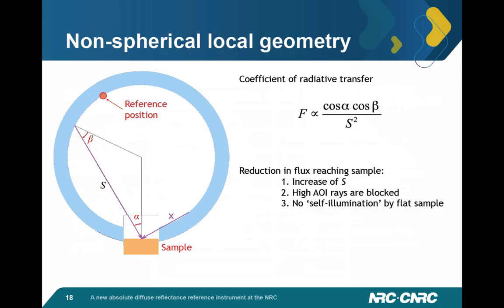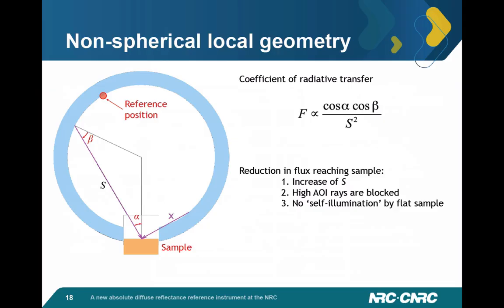You can understand that just by thinking through what happens with a more realistic sample geometry. If we have a planar sample that's slightly recessed from the interior surface of the sphere, that's going to affect the irradiance that this sample receives. In the case where the remaining spherical section of the sphere is homogeneously illuminated, the irradiance of the sample is just given by this geometric term, this coefficient of radiative transfer, that's defined in terms of these two angles, alpha and beta, and this distance s.